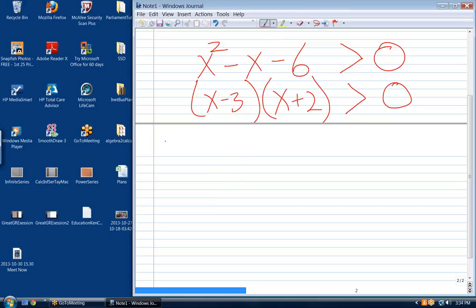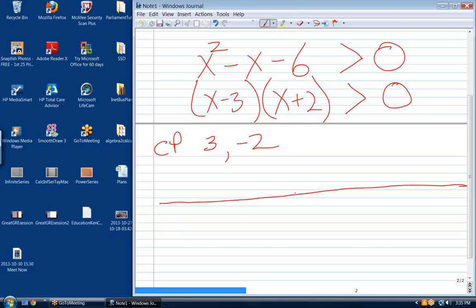When I get this, I figure out what my critical points are. My critical points being whatever makes this equal to 0 or divide by 0. So what would my critical points be? Equal to 0 is what you said, right? Uh-huh. So it would be positive 3 and negative 2. Yeah. Okay, now I draw a number line.